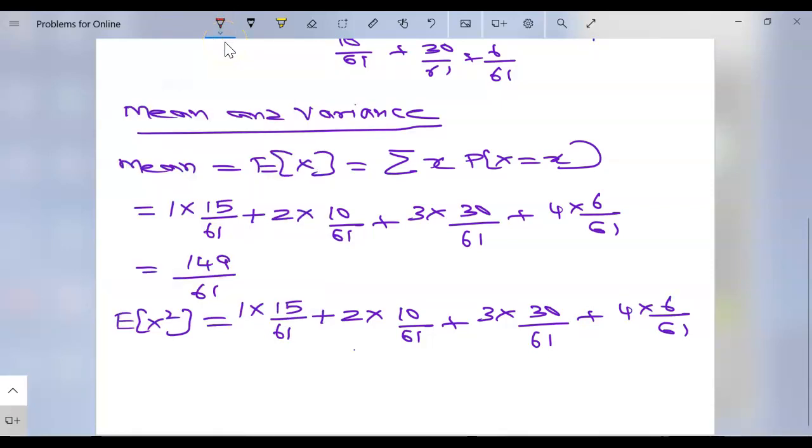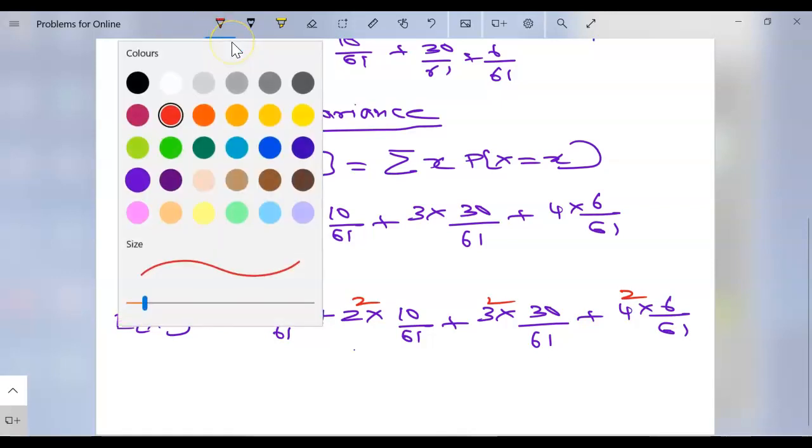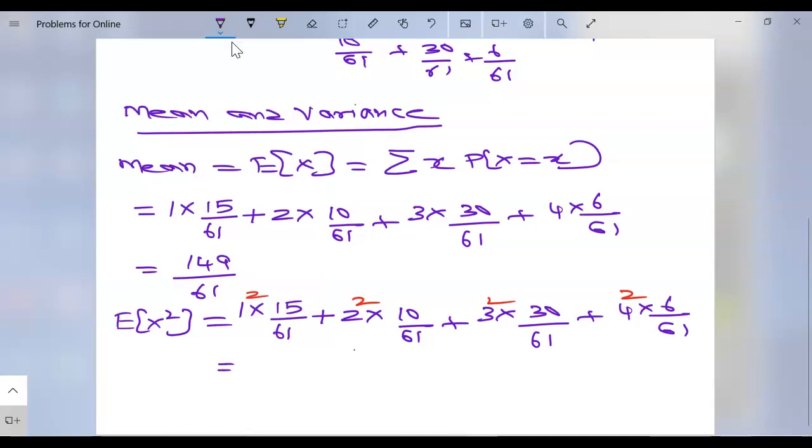What is the change here is, x alone should be squared. Square this x. Be clear? See, I have written in red. Just square this x, that's it. But don't square the probability. This is the common mistake made by the students. So now, using the calculator, you do it.